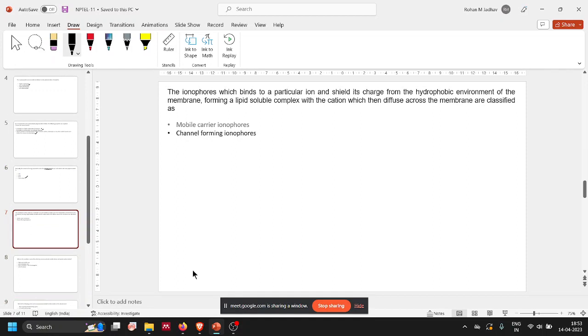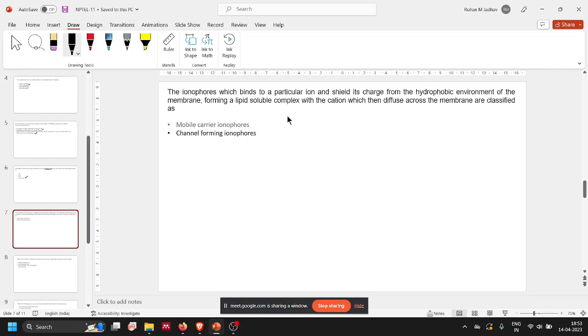The ionophores, which bind to a particular ion and shield its charge from the hydrophobic environment of the membrane, forming a lipid-soluble complex of the cation which then diffuses across the membrane, are classified as. We have two options here: mobile carrier ionophores and channel forming ionophores. Mobile carrier ionophores bind to a particular ion and shield its charge from any kind of hydrophobic environment close to the membrane.